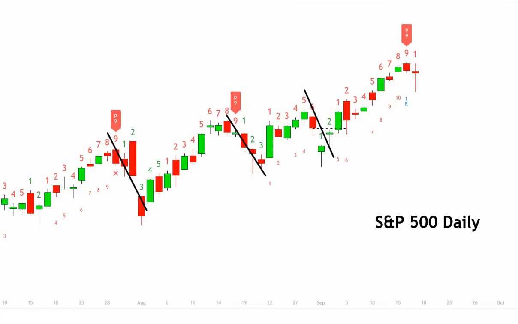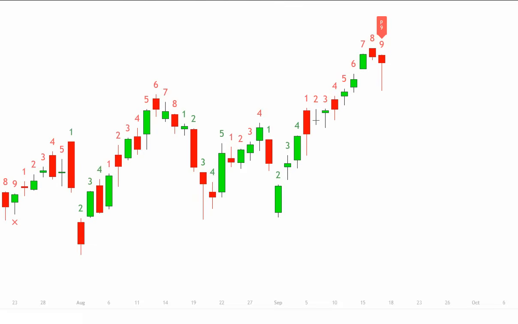The 9 count on the S&P, and now we get it today on the NASDAQ. We also got it on the semiconductors, which I think is important. 9 count today, possible hanging man candlestick. The 8 bar is the high of the count, though. Possible hanging man that followed here.